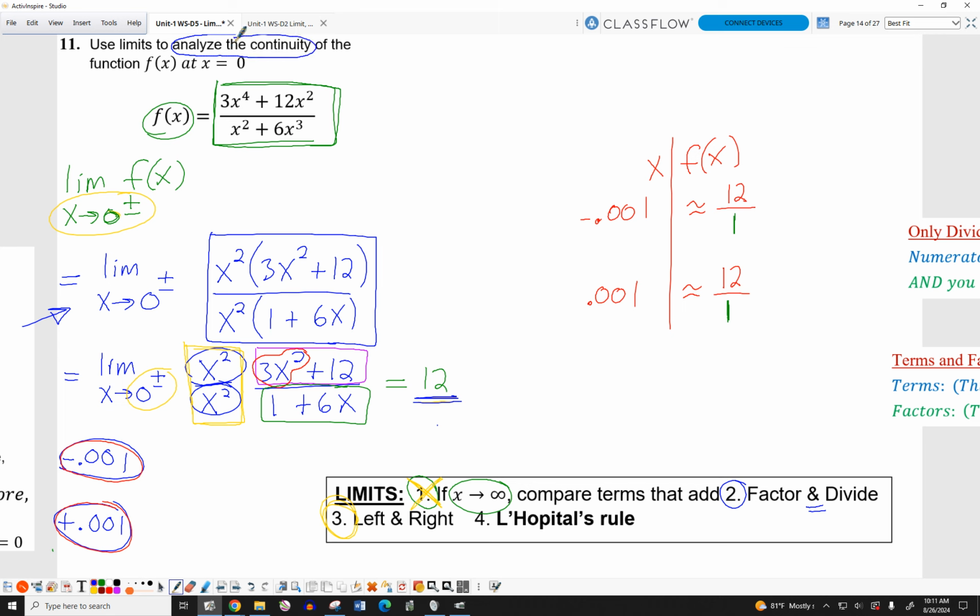Who knows what we're missing? Hands up. Another point if your hand is raised. Josh, please. Because we know that the left and the right limits are the same, it means that it is continuous at 0, x equals 0. 3 points. He's still missing something. What are we missing to finish our analysis of the continuity?